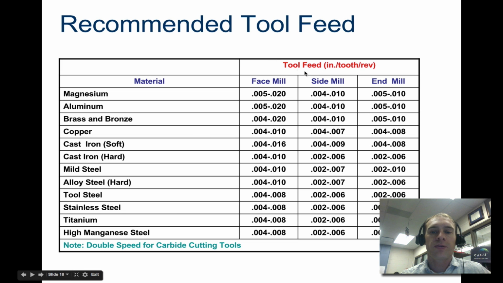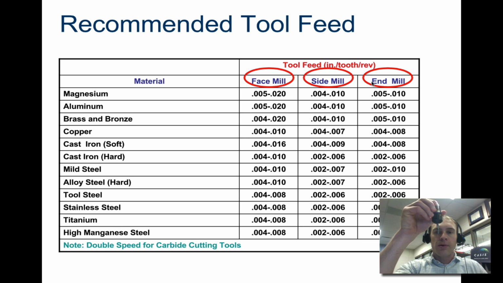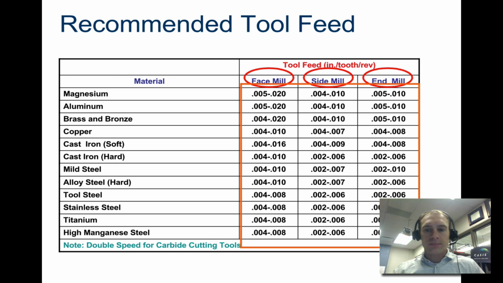So recommended tool feed. For the feed value, you have a table for that also. And you're always going to want to choose the smaller number on these tables just to be safe and make sure you're not cutting too fast. So we have a face mill, a side mill, and an end mill, and you're really only going to be looking at end mills because that's the tool that we have, the end mill here.